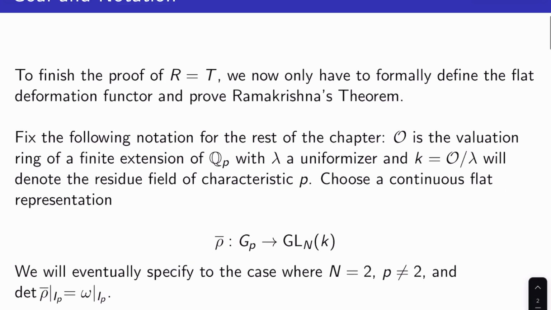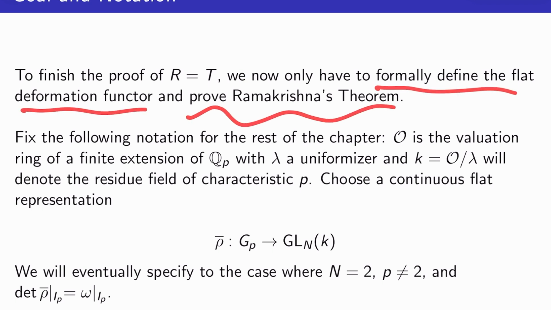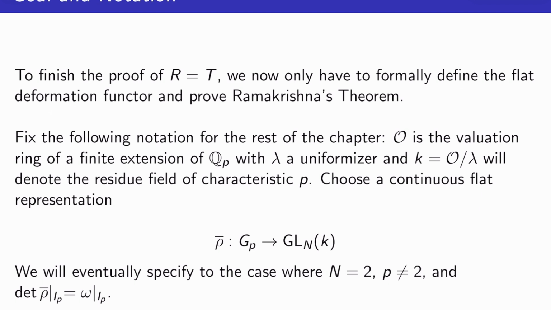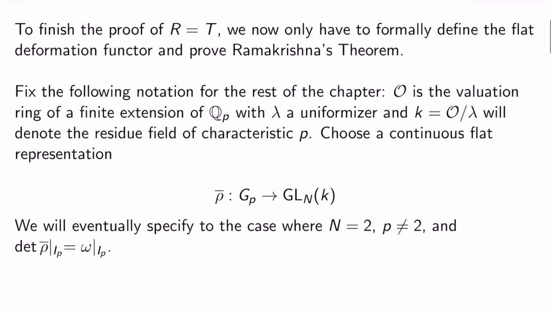If you recall from the last video, to finish the proof of R equals T, we just have to formally define the flat deformation functor and prove Ramakrishna's theorem on its representability. So for the rest of the chapter, we'll fix some notation. O will be the valuation ring of a finite extension of Q_p. Lambda will be a uniformizer, and K will be O mod lambda, the residue field, of characteristic p. We'll choose a continuous flat representation rho bar from G_p to GL_n of K.